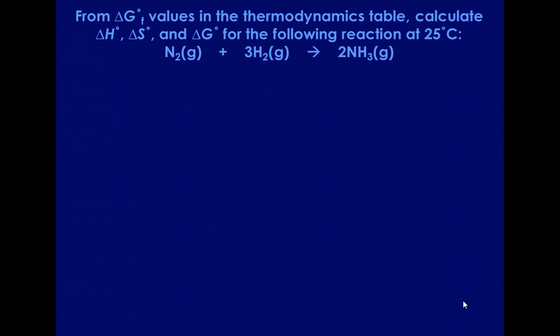You're already in that state to begin with. So you would not need an input or an output to form that particular substance. So in this particular equation, it says we're going to use delta G values in the thermodynamics table, calculate delta H, delta S, and delta G for the following reaction. I'm pretty sure I changed it in your papers and just had you find delta G.